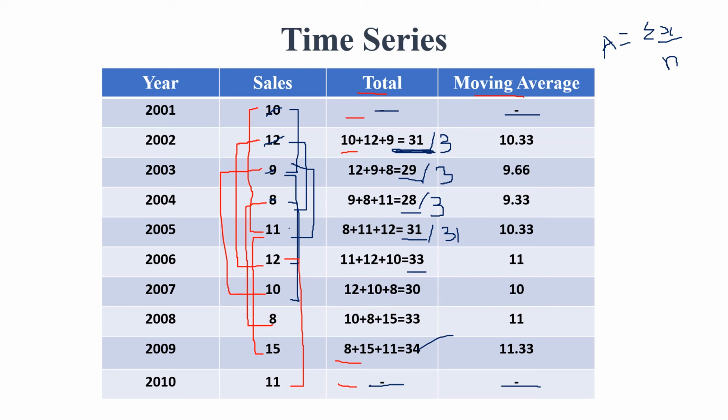I think I have cleared this very well. You people don't have any doubts about how we need to calculate and what the ways are? I've cleared both concepts, that is the 3-yearly moving average as well as the 5-yearly moving average.